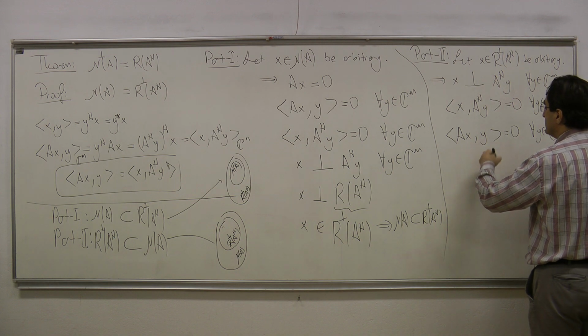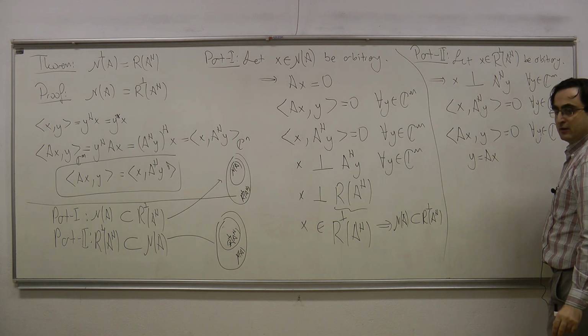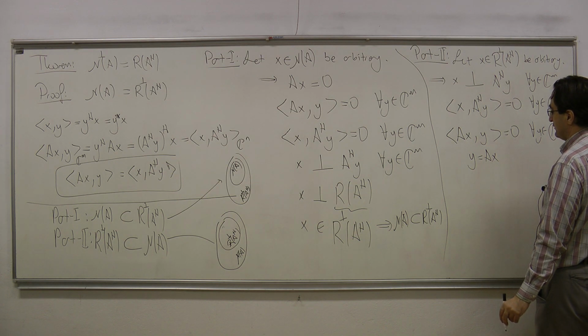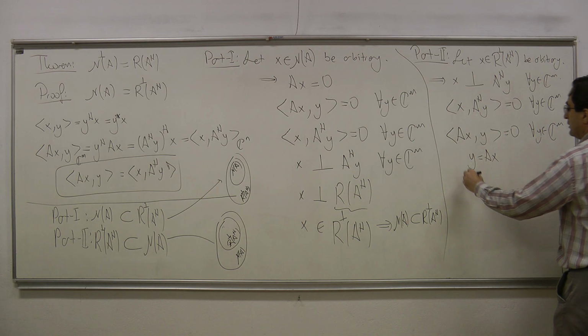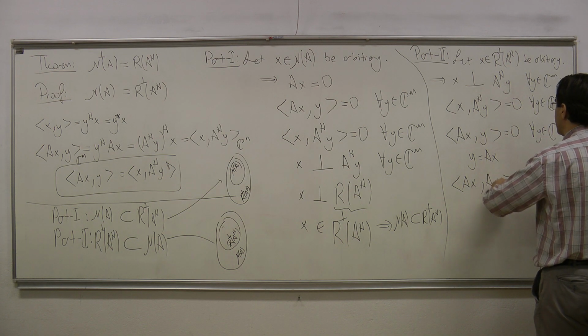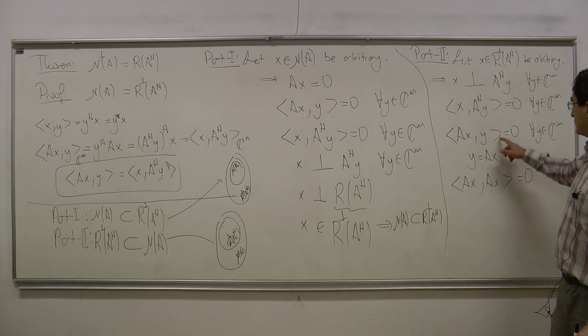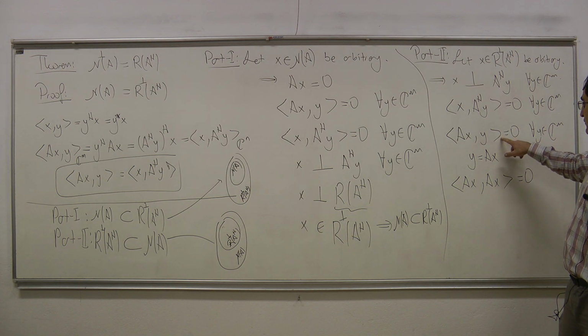That means that the equality would still be valid if I choose Y equal to AX, because this is a vector inside Cm definitely. So I can choose Y equal to AX, which is going to give me AX inner product AX is equal to 0. This is just a specific case of this fact here.